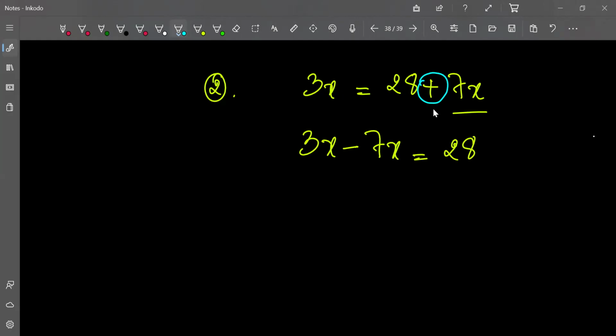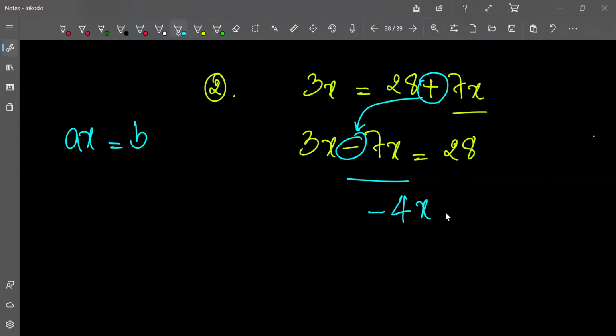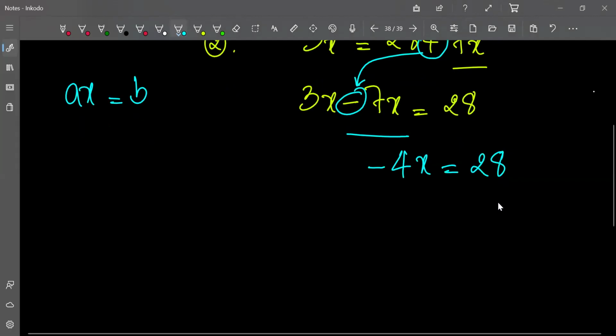And when we move 7x into the first side, it changes from a positive sign to a negative sign. You see that? And then we simplify it to the form ax equals b. So 3x minus 7x is equal to negative 4x. Okay? Equals 28.